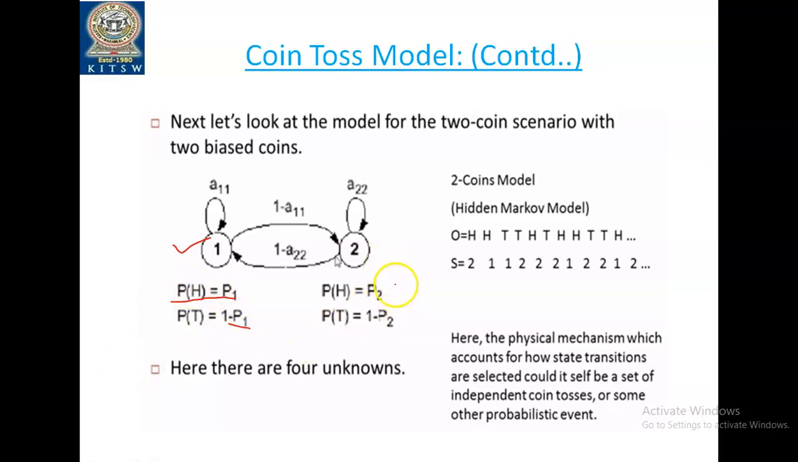Okay, and for the other state also 2 unknowns. So total how many unknowns will you be getting from this coin toss model? 4 unknowns you will be getting. This is the observation sequence. So here the physical mechanism which accounts for how state transitions are selected could itself be a set of independent coin tosses or some other probabilistic events.